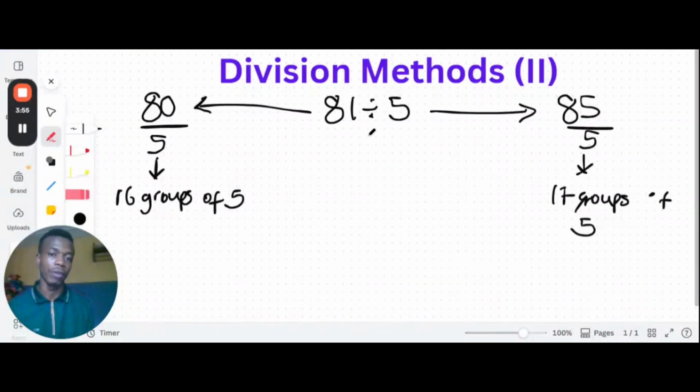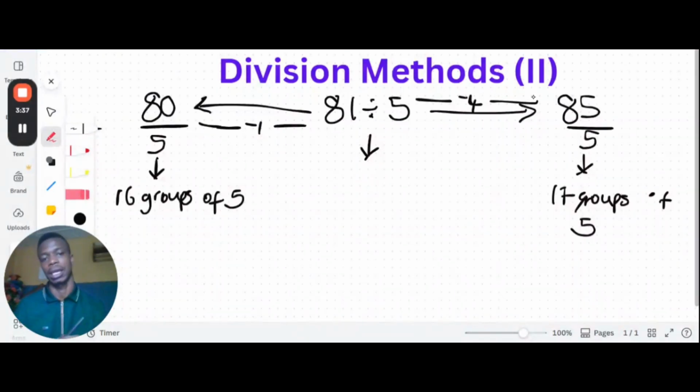Now, for 81 divided by 5, all we need to do is work with 80. Now, 80 is 81 minus 1, or you can say 81 is 80 plus 1. 81 is 85 minus 4, or you can say 85 is 81 plus 4. This is very important. So let's get started. If 80 divided by 5 is 16, 81 divided by 5 is going to be 16 plus something. 16 plus what? If it were 85 divided by 5, we would simply say 16 groups plus 1 group.